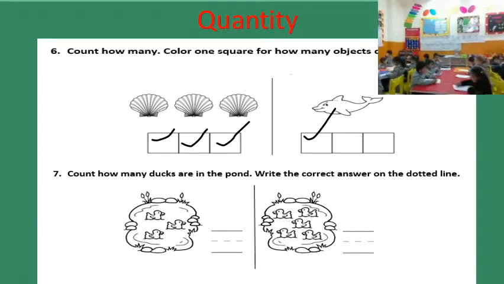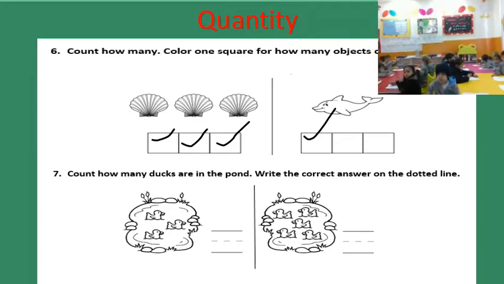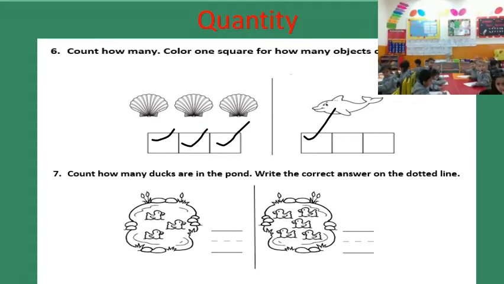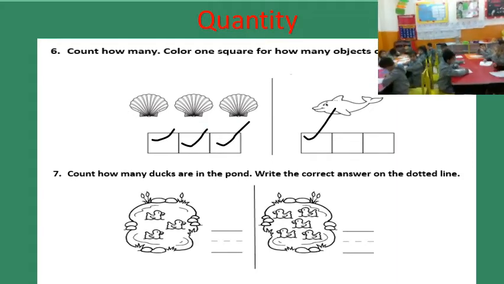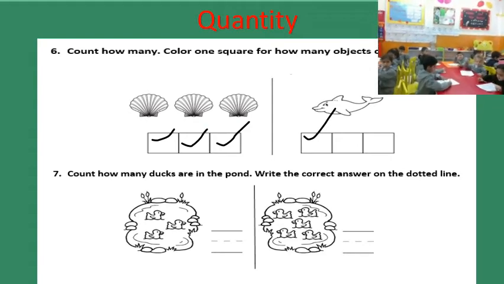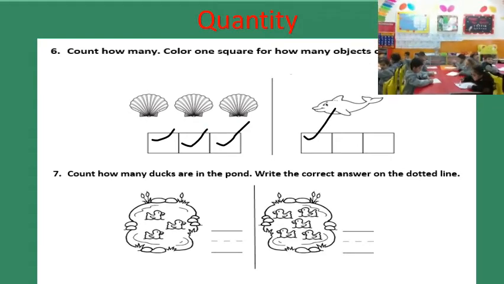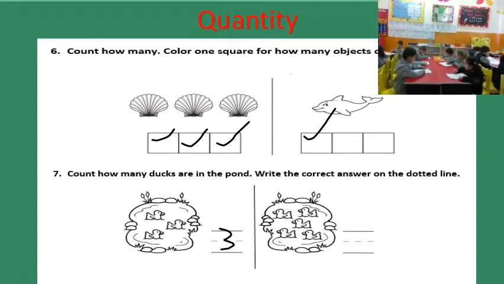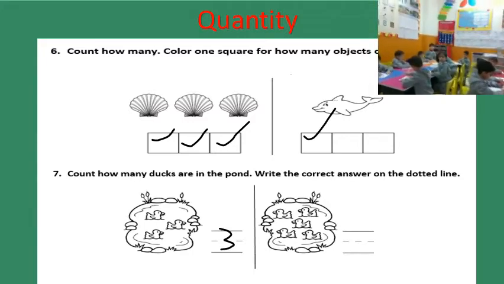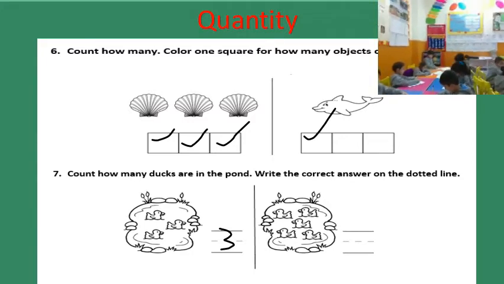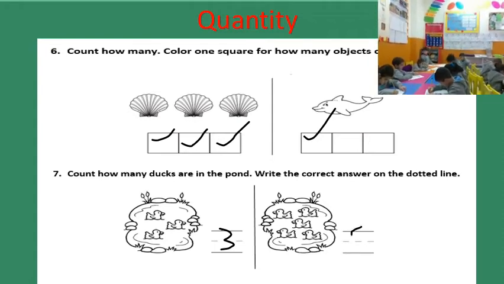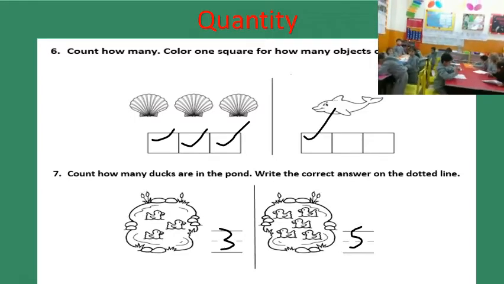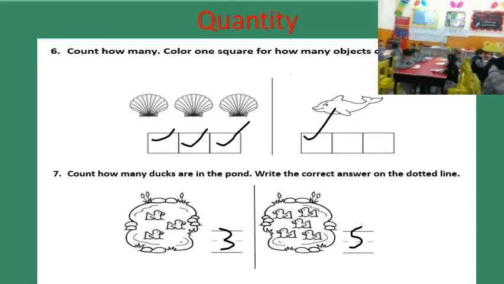So let's look at our ducks. It says we have to count how many ducks are in the pond and we write the correct answer on the line. Okay, so how many ducks do I have in the first picture? What should I write on the line? 3. So go ahead and write 3. Let's look at the next pond. How many ducks are in that one? 5, right? So go ahead and write 5 on the line. Okay? Are you guys good? Yeah, excellent.